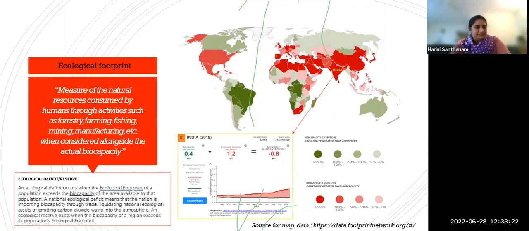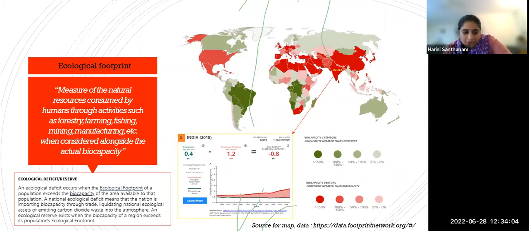Okay, so here we see the ecological footprint. There is a map that you see here. The map shows a measure of the natural resources which are consumed by humans through activities such as forestry, farming, fishing, mining, manufacturing, etc., and which are considered alongside their actual biocapacity. So this is a very, very critical thing that we should understand. Here, if you see the graph, the calculation for biocapacity, ecological footprint, and the net biocapacity reserve is shown.